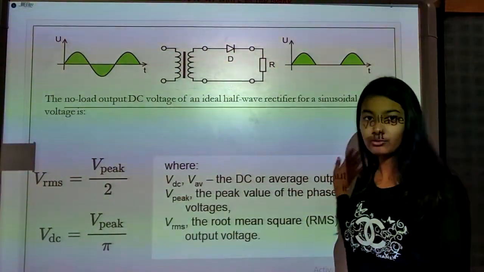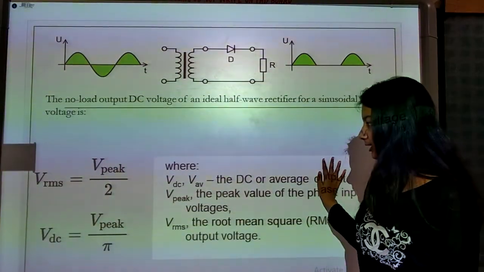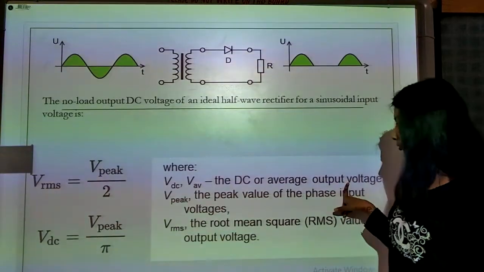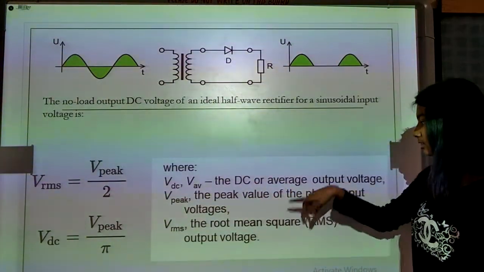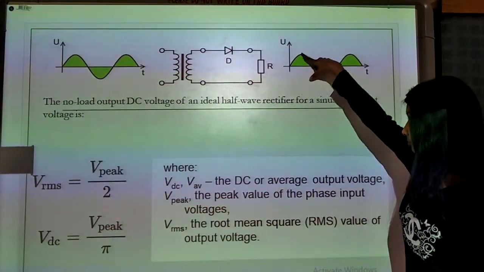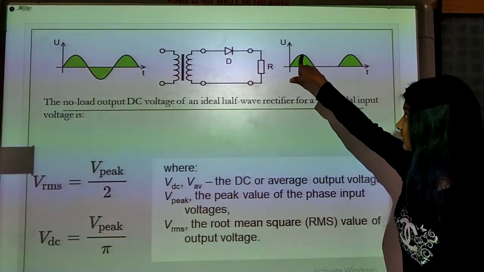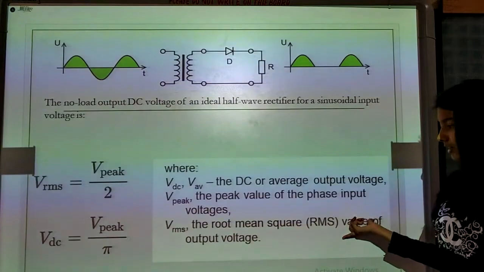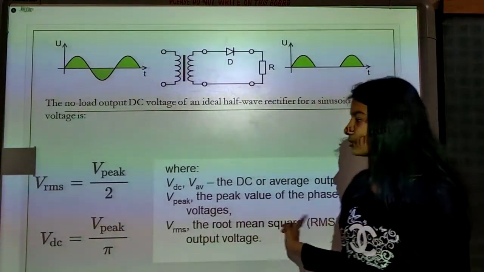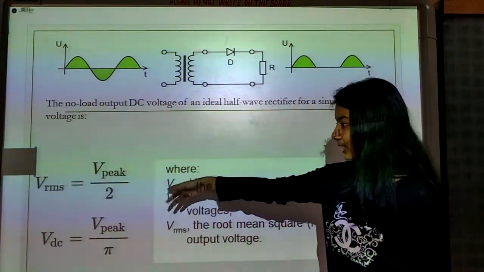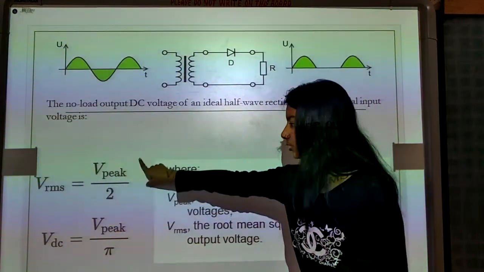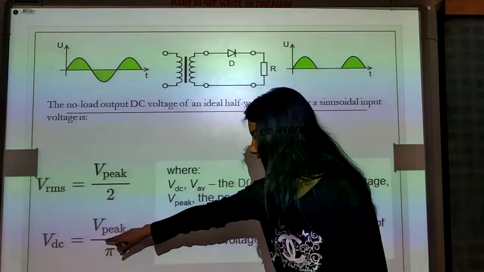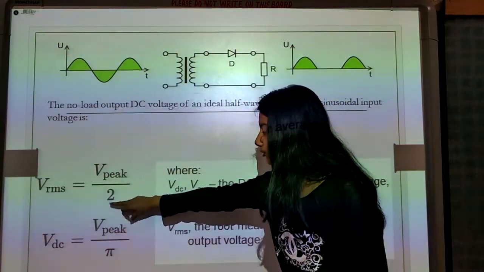Now we come to the formulas of the half-wave rectifier. VDC is the average output voltage. V peak is the peak voltage, the voltage we get at the peak. VRMS is the root mean square value of the output voltage. By calculation, VRMS equals V peak by 2, and VDC equals V peak by pi.